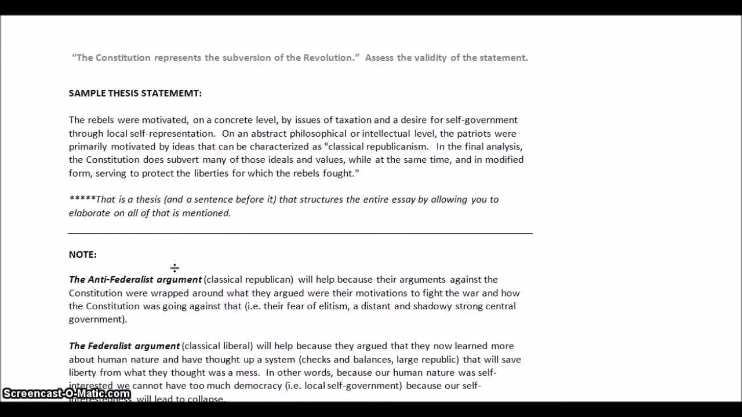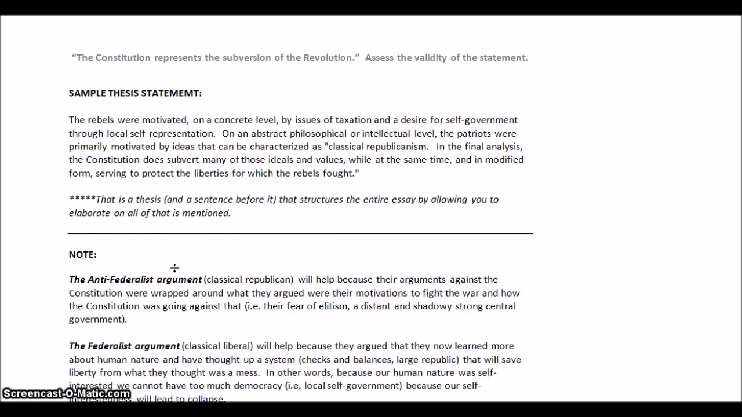This by no means has to be your thesis. You can use these exact words. It's okay, you can plagiarize me. This is your first one. You will not get this for any others, but it's okay for this one. And again, this is just a suggestion.